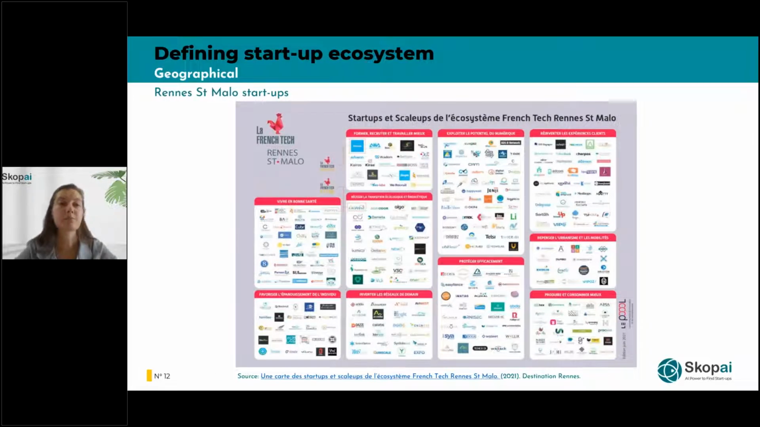The second type of startup ecosystem is geographical ecosystem. And on this slide, you see an example of startups of Rennes and Malo. And again, similarly here, all startups are subdivided into groups. And in this case, there are 10 groups, and these groups are divided thematically according to the solutions that startups provide. For example, it can be solutions for work, for health, or for the manufacturing or production.